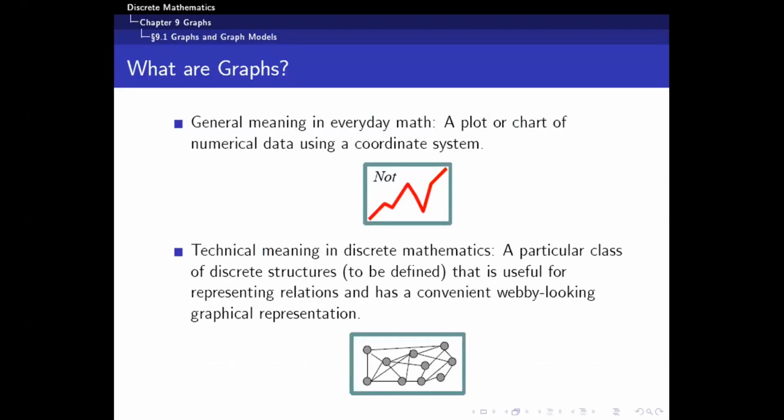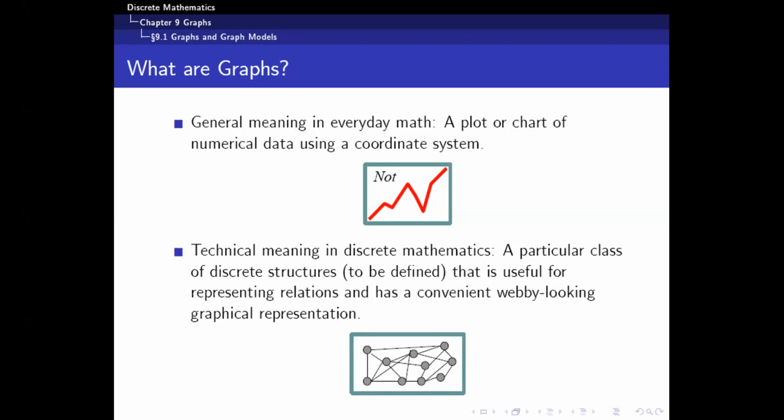What is basically a graph? At first we understand that according to normal mathematics, not the discrete mathematics, according to our everyday math, graph means a plot or chart of the numerical data using some coordinate system. Coordinate system means there is an x-axis, there is a y-axis, then we place some kind of numerical data on that coordinate system. That is basically the graph or chart.